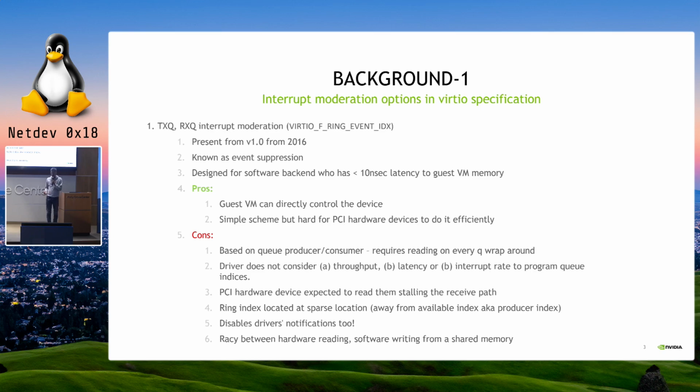If we implement this in the PCI device of either VDPA or the virtio PCI device, then it blocks the receive path because it needs to read these event queue indexes to learn periodically. And that blocks a certain receive path to learn about it.